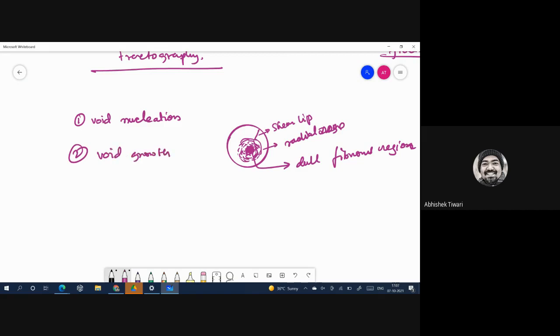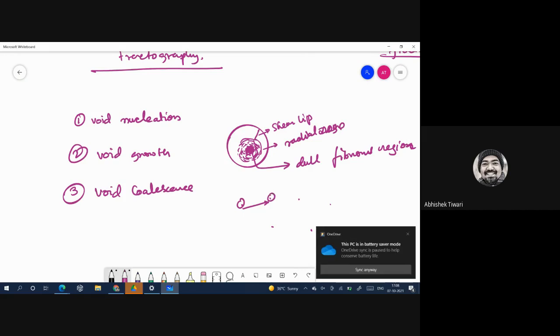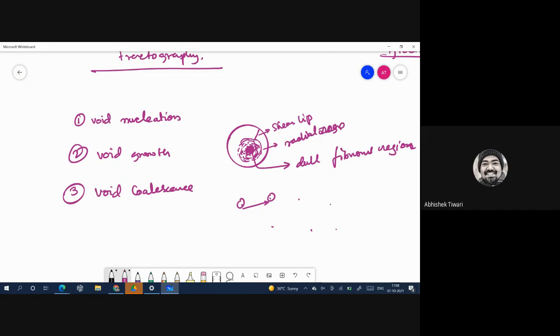So they grow. And stage three is void coalescence. Okay, so a void has nucleated, more voids have nucleated. They cannot join straight away each other because there is too much material between them. So they will grow, right? And then they will grow to the extent when they have very small material left between them, and then this piece of material will snap and they will join together and they'll become a bigger void.